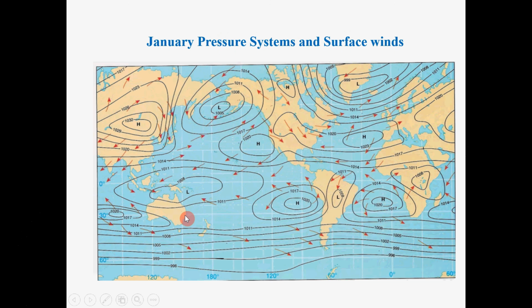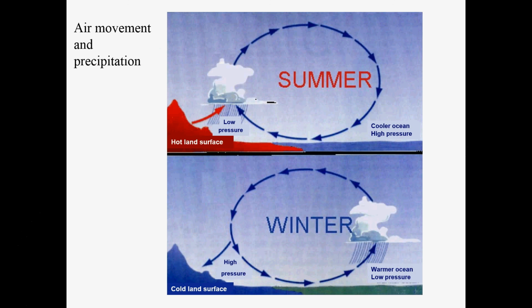For January, this is the winter for the northern hemisphere. So we have a higher pressure system on land and a lower pressure system on ocean. This kind of differential pressure system eventually has a strong impact on the wind system, air movement, and the precipitation.